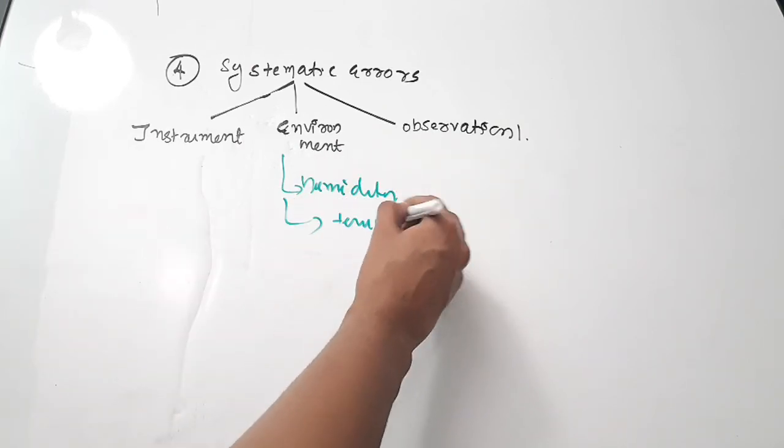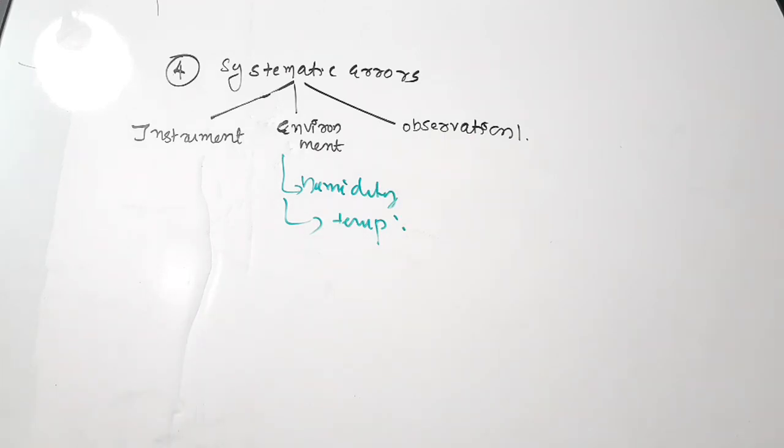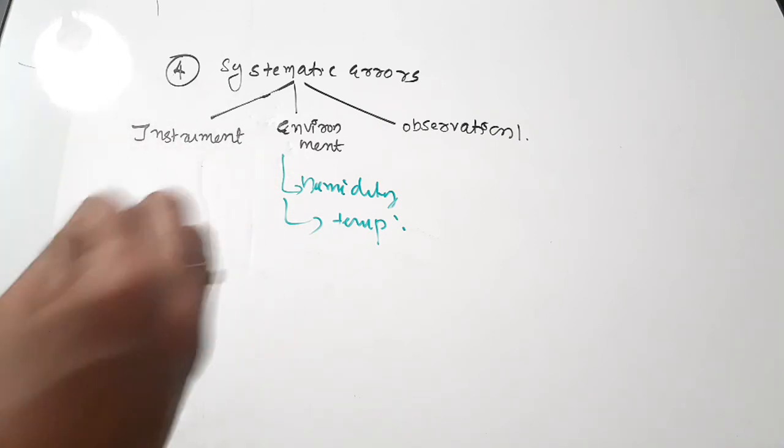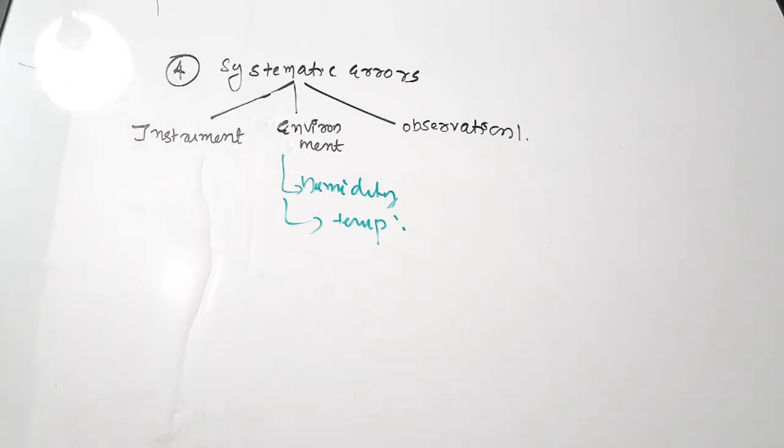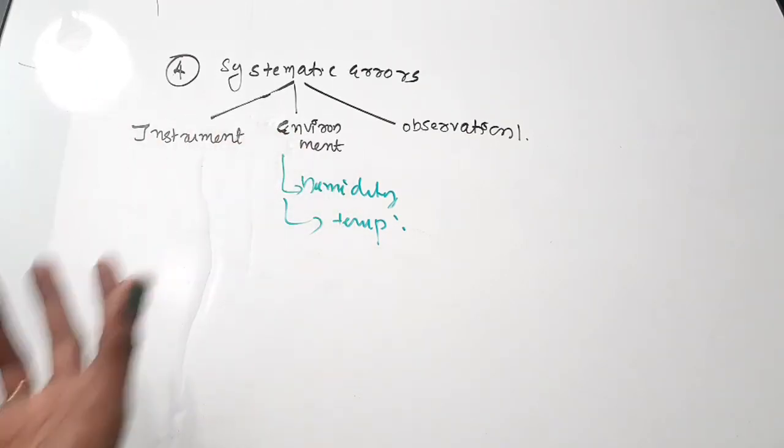So if there is variation in the temperature, pressure or humidity, or consider that there is some electric field or magnetic field present around the experimental setup, then these things can affect our experimental readings, and this will lead to some errors. This type of error is called environmental error.